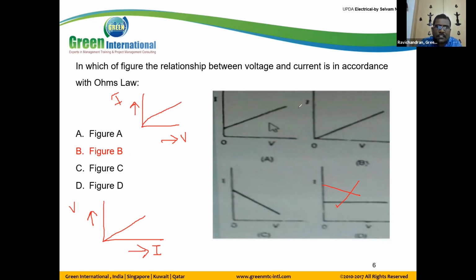We have two graphs. Forget about this one. We have two graphs. Which obeys Ohm's law? This one or this one? Top one, because on the x-axis we have the independent variable.